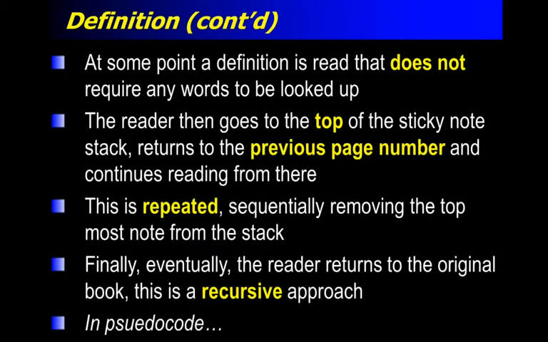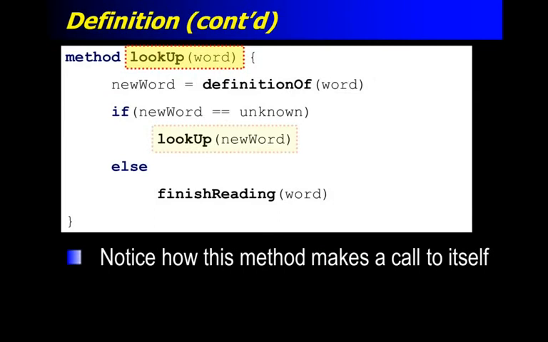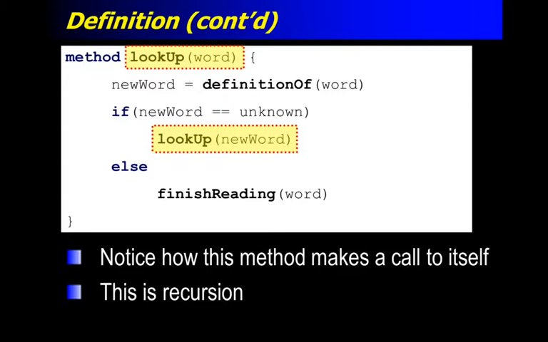So here's the way you could look at that in pseudocode. Here's a method called lookup. Again, this isn't real code. I'm going to look up a word. And it doesn't matter what this code looks like. What matters is that this method called lookup calls itself within the method. And this is a bit of a weird syntax, to have a method that's calling itself. And that's what recursion essentially is. It is a method that calls itself.